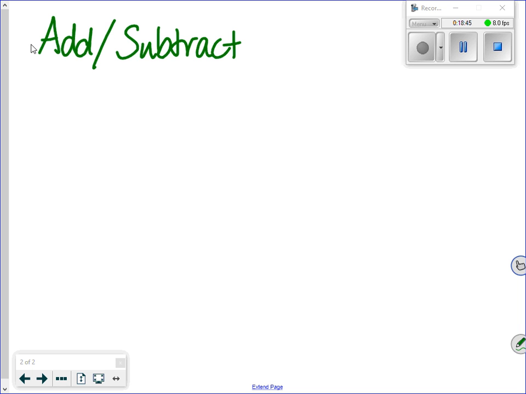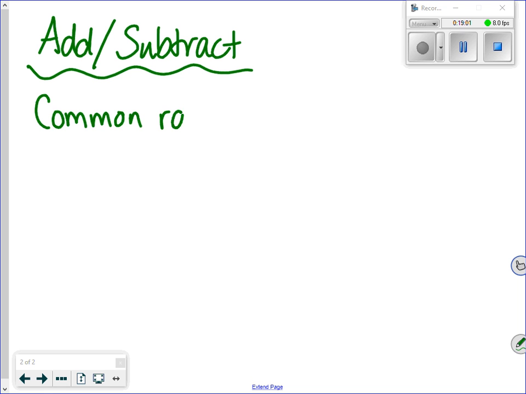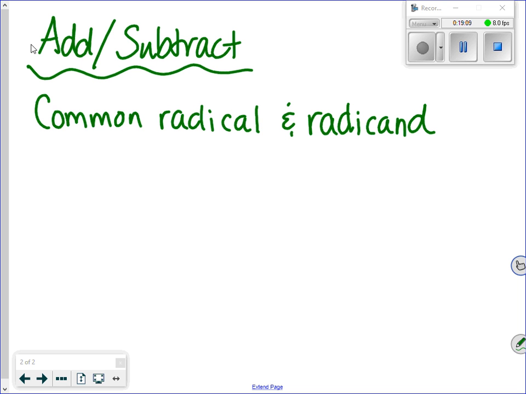In order to add or subtract square roots, I always say this is just like fractions. What do you have to have before you can add or subtract fractions? Common denominator. So same idea here, except instead of a common denominator, you have to have a common radical and a common radicand, which is the number under the radical. Okay, so you have to have a common radical, meaning they both have to be square roots, they both have to be cube roots, they both have to be fourth roots. You can't have a square root and a cube root. And then you have to have the same number under the radical before you can add them.